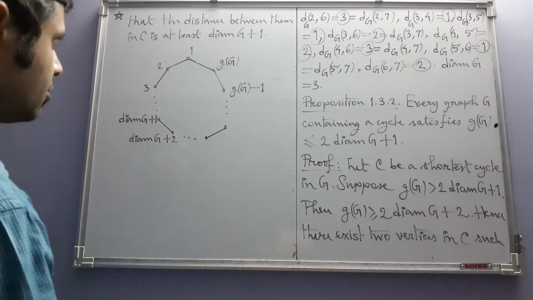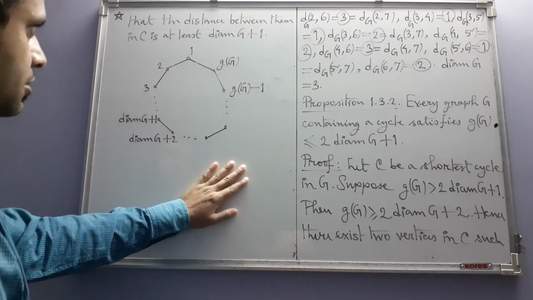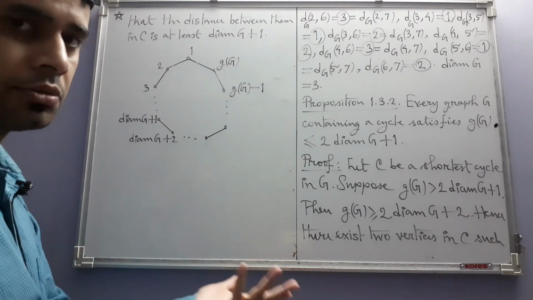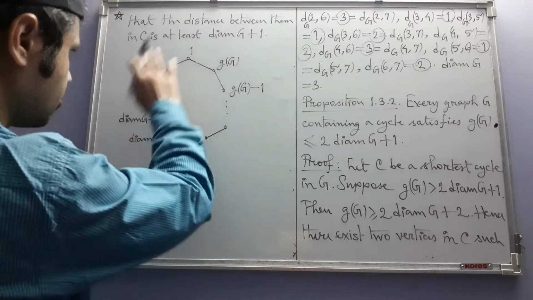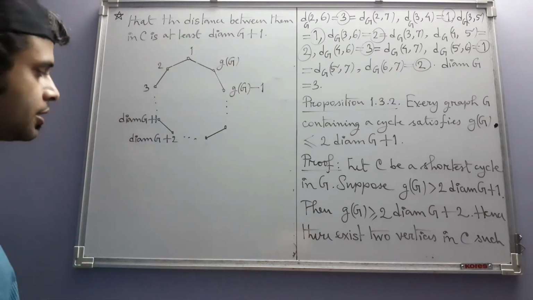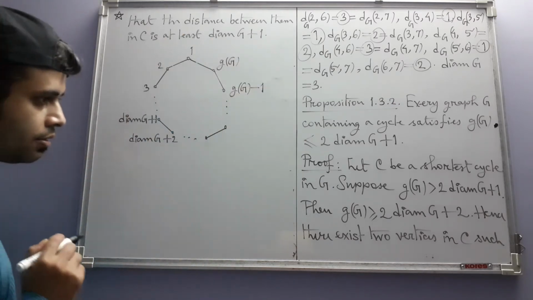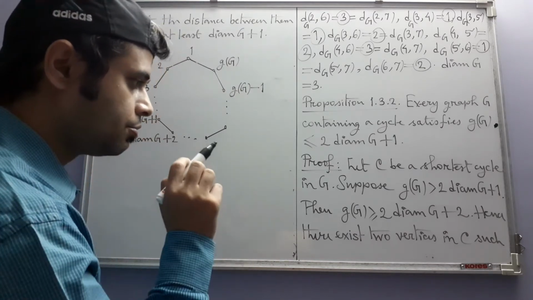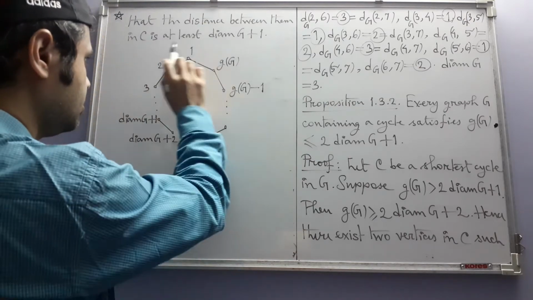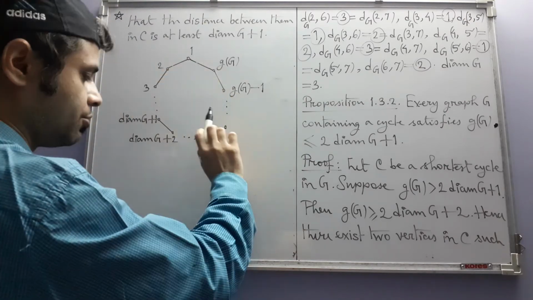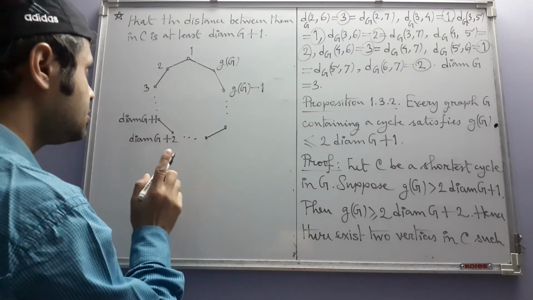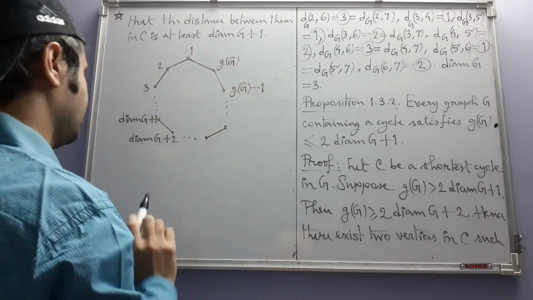Okay, now we are not going to write anything about this figure. In fact, the figure is not there in the proof given in the text. We are just drawing this figure for our own understanding. Now, we are claiming here that there exist 2 vertices in C such that the distance between them in C is at least this much.